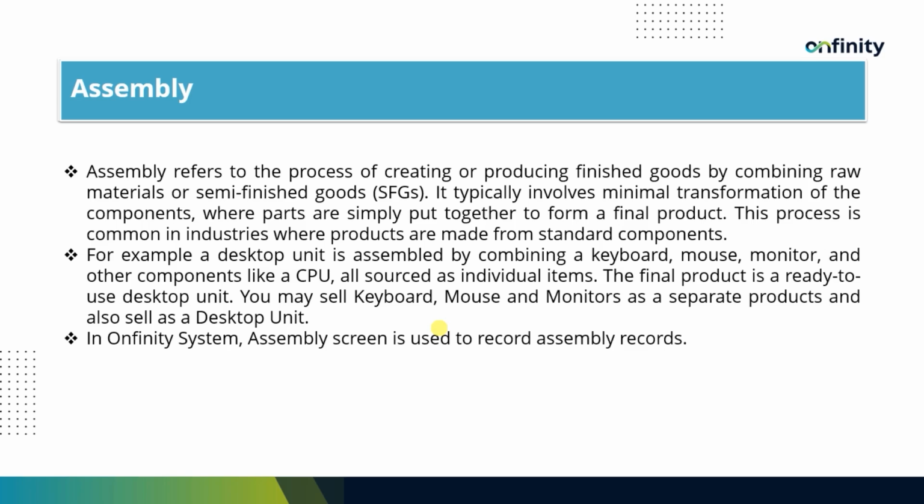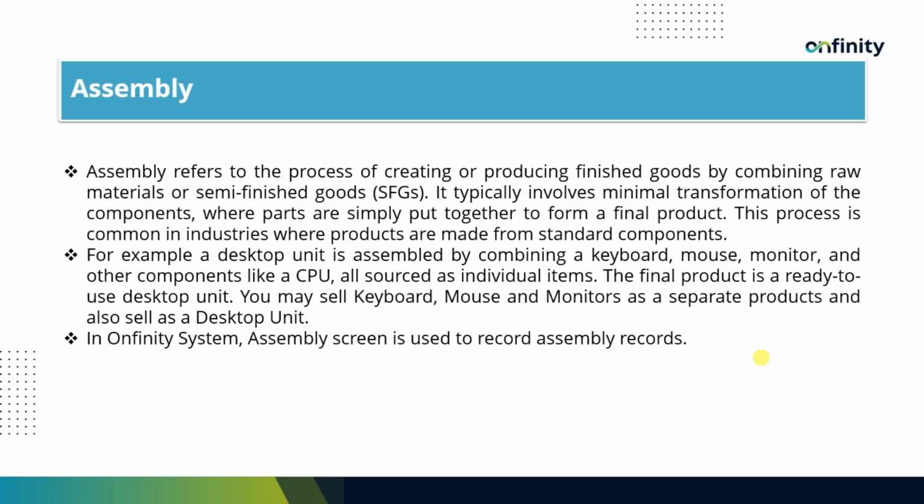For example, many electronics, furniture, or machinery products follow this approach, allowing businesses to efficiently produce finished goods from pre-existing parts. For instance, let's take a simple and relatable example of a desktop computer. A desktop unit is assembled by combining a keyboard, mouse, monitor, and other components, like a CPU, all sourced as individual items. The final product is a ready-to-use desktop unit. You may sell keyboard, mouse, and monitors as separate products, and also sell them as a desktop unit.